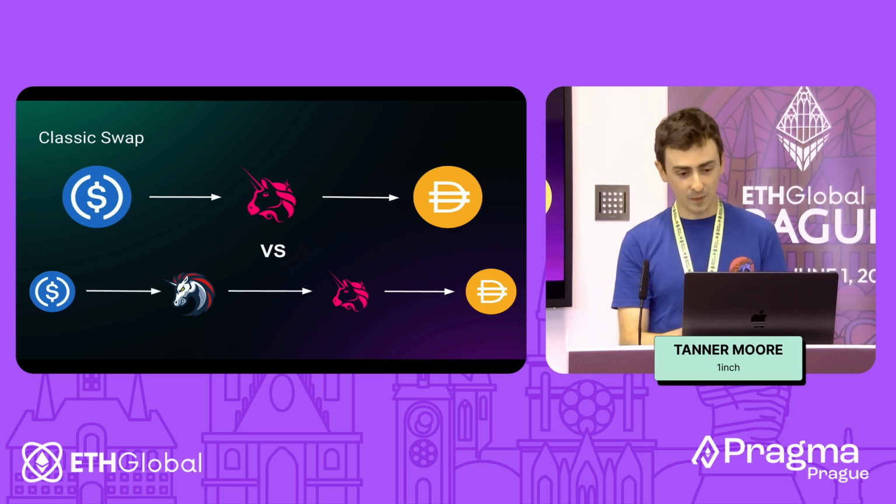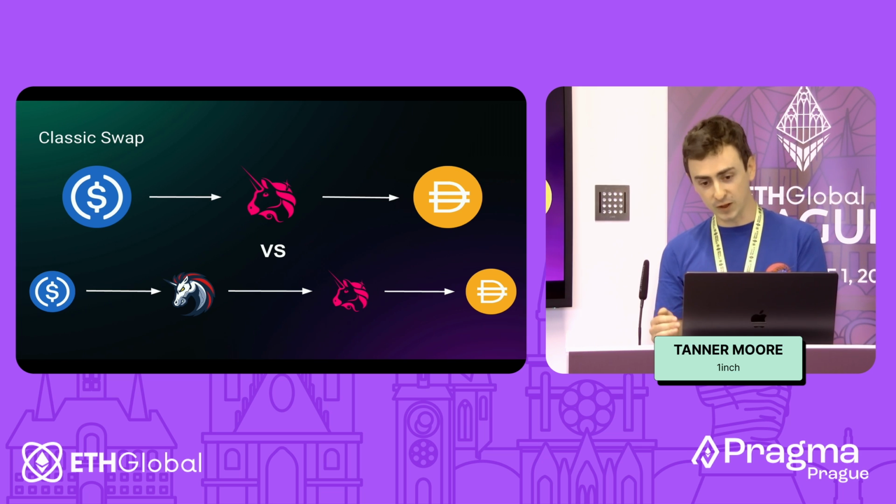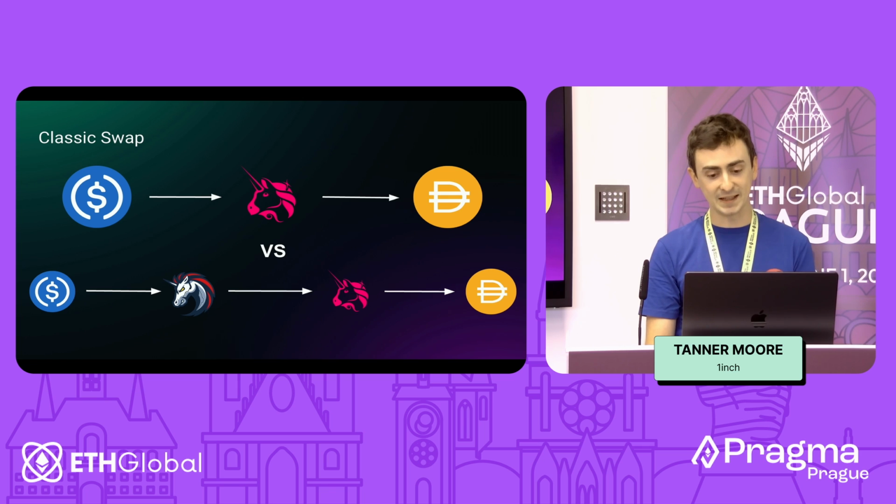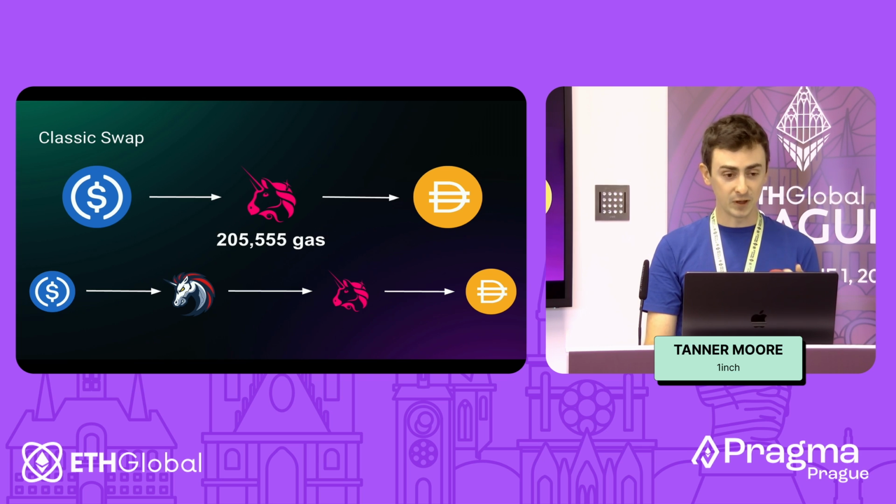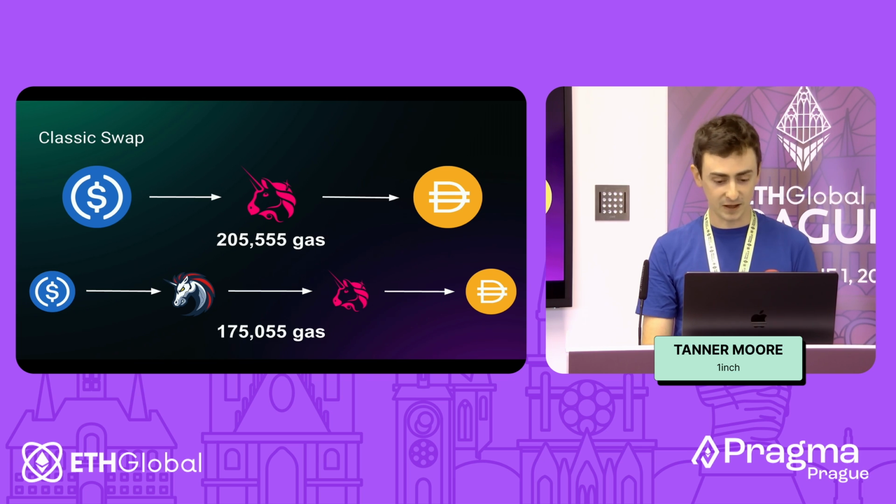But let's just pretend we go back to that simple case where they either go to the Uniswap router or they go to the 1inch router, which then goes to the Uniswap pools. Let's just compare those head to head. So if we do just Uniswap v3, we use about 205,000 gas. And if we do the 1inch router that then goes to Uniswap v3, it's actually only 175,000 gas.